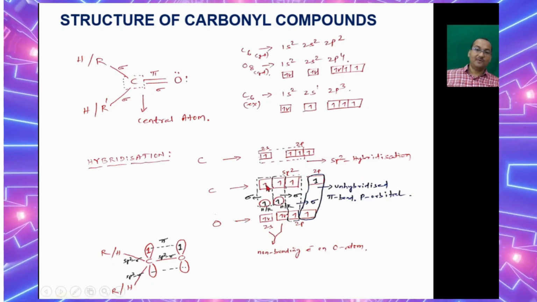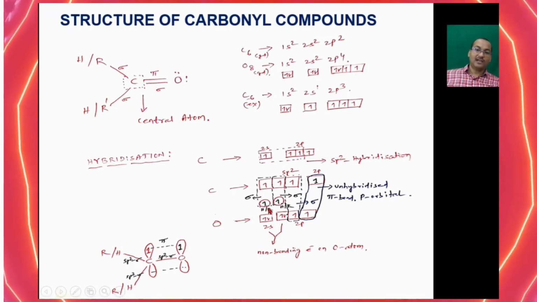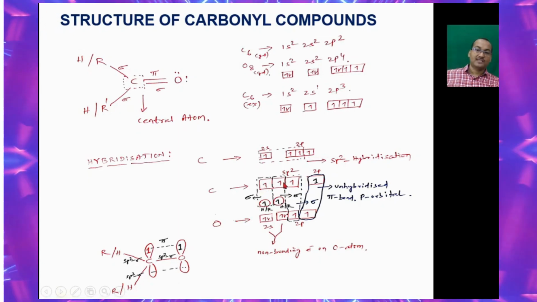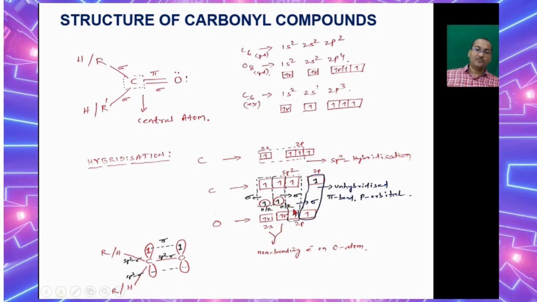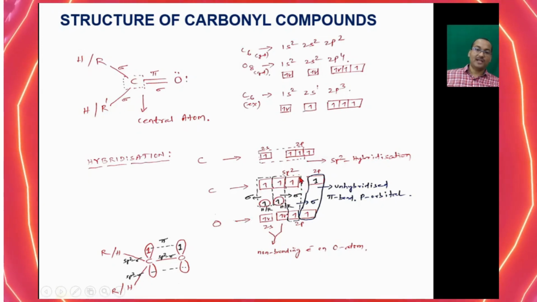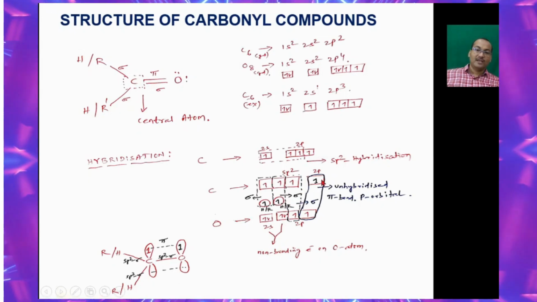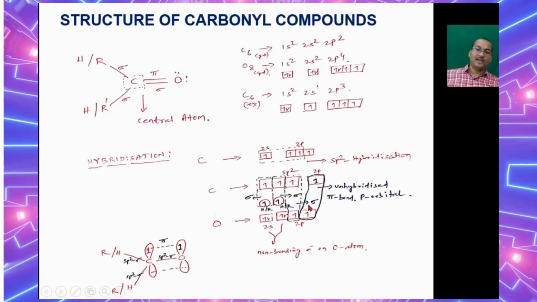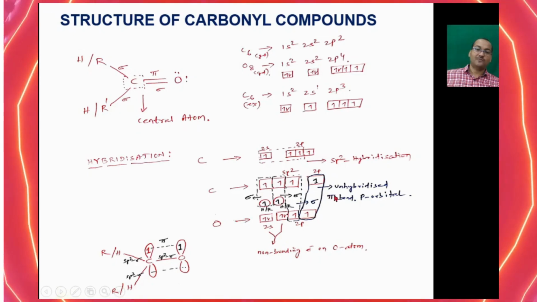These sp2 hybrid orbitals overlap with the hydrogen 1s orbital or the R group orbital, giving rise to a sigma bond by head-on overlapping. Similarly, another sp2 hybrid orbital overlaps with another hydrogen atom or R group orbital, giving a sigma bond. The third sp2 hybrid orbital overlaps with the 2p orbital of oxygen, giving a sigma bond. The unhybridized 2p orbital on carbon, which lies perpendicular to the plane, undergoes lateral overlapping with the 2p orbital of oxygen, giving rise to a pi bond.